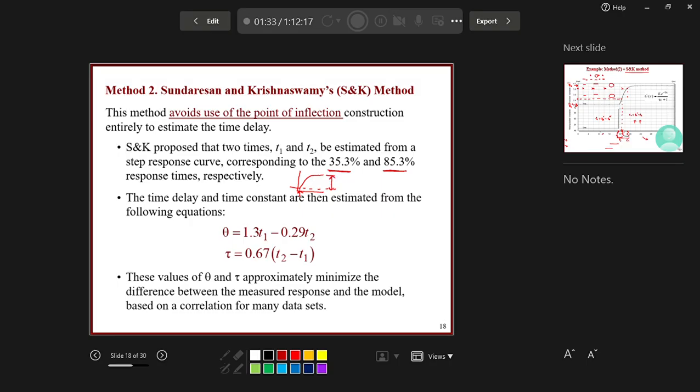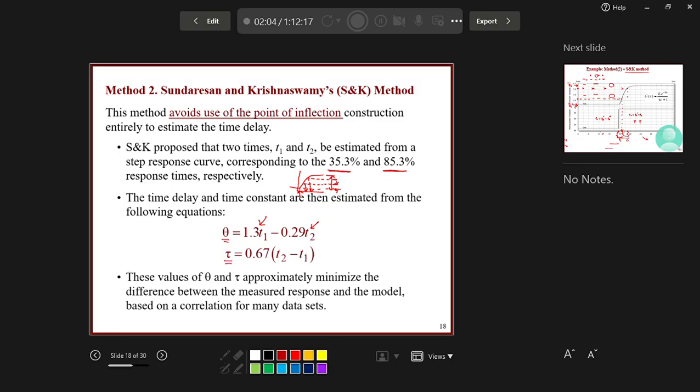If we take 35.3%, it is this distance. So if I calculate up to this point, this will be T1. And if I calculate 85.3%, this point, this will be T2. I will show you this later more clearer in the actual data. And then once you calculate T1 and T2, then you can calculate the theta and the tau.